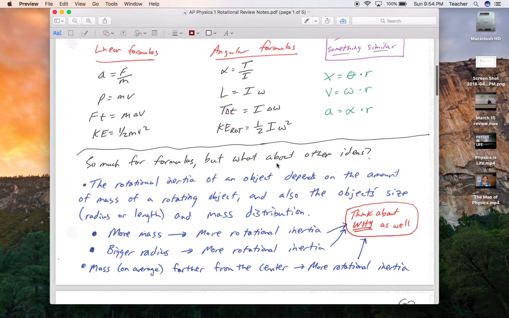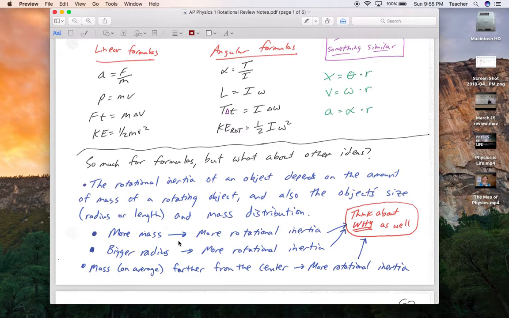So much for all the formulas, but what about the ideas? Well, the rotational inertia of an object depends on A, the amount of mass, B, the radius of the object. So it could either be the length if you're talking about a rod, or the radius if you're talking about a sphere or a hoop or a disk. And then finally, and very importantly, it's mass distribution. So more mass, more rotational inertia. That makes sense because that would make it harder to change the rate of rotation. Bigger radius, also more rotational inertia.